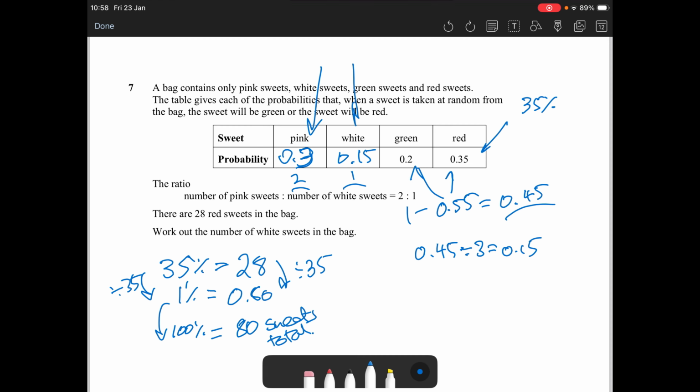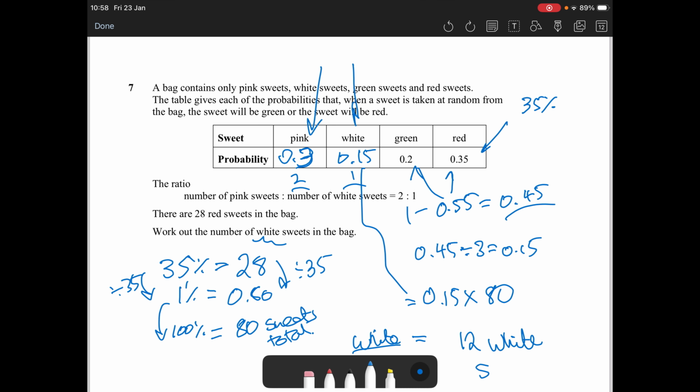Again, there's other ways to get 80. But when it comes to the number of white sweets, we want 0.15 of 80. So the last step is you multiply. You can even think of this as percentage. So the number of white sweets is 0.15 times 80, 12. 12 white sweets. Nice.